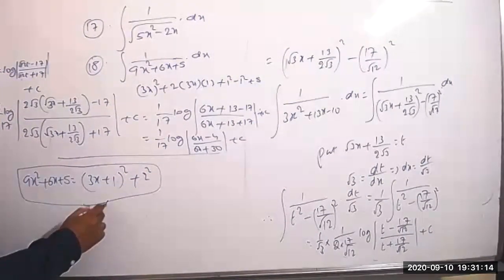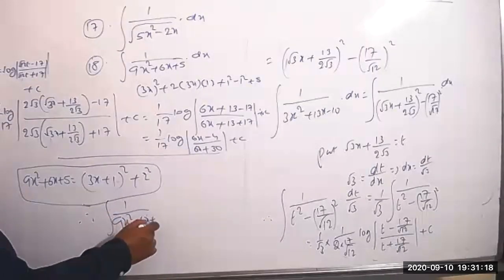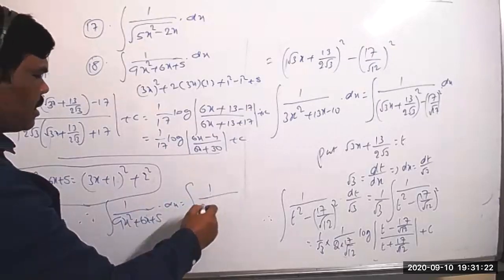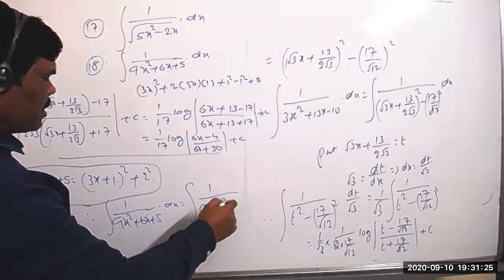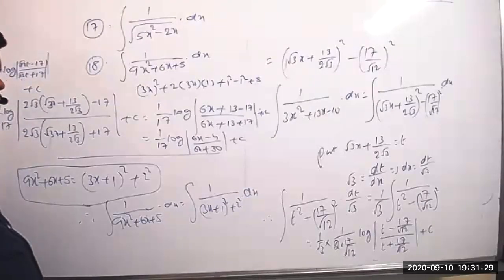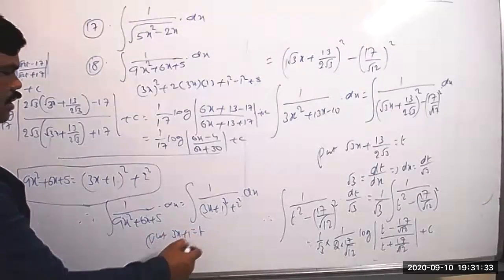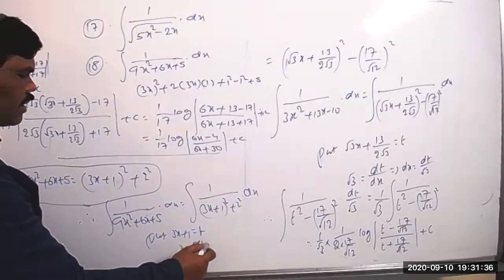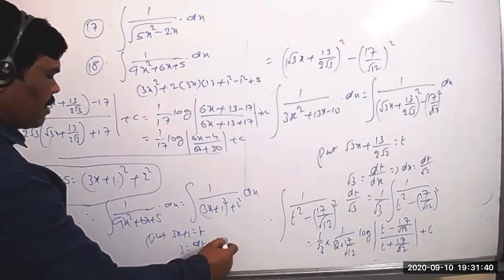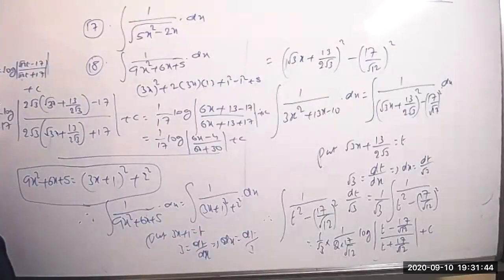Then you can take the integration of 1 by 9x square plus 6x plus 5 into dx, which you can write directly as integration of 1 by (3x plus 1) whole square plus 2 square into dx. Again take substitution. Put 3x plus 1 equal to t, so 3 equals dt by dx. That implies dx equals dt by 3. All this I can substitute in there.